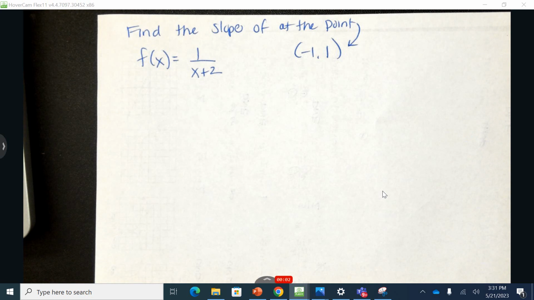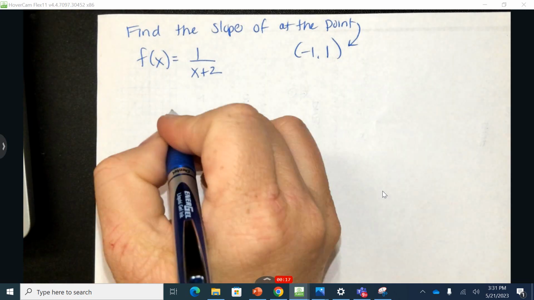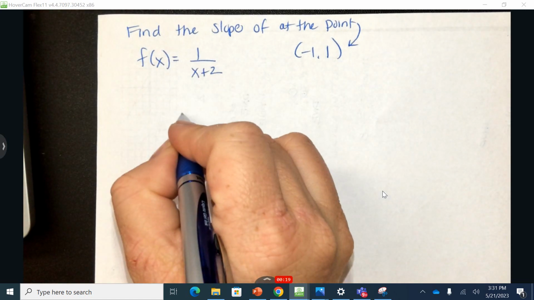All right, so we are on, I believe, problem number 25. Unfortunately, it did not print off for me at home in the correct format. So we need to find the slope of the function at this particular point. So let's start by finding the derivative of this.